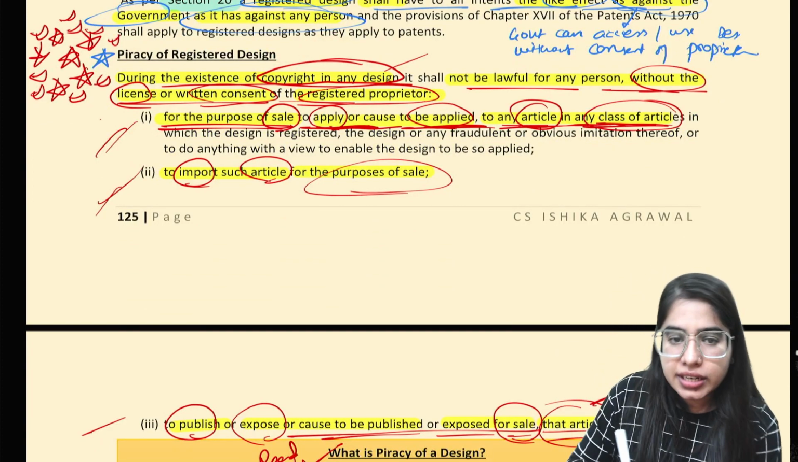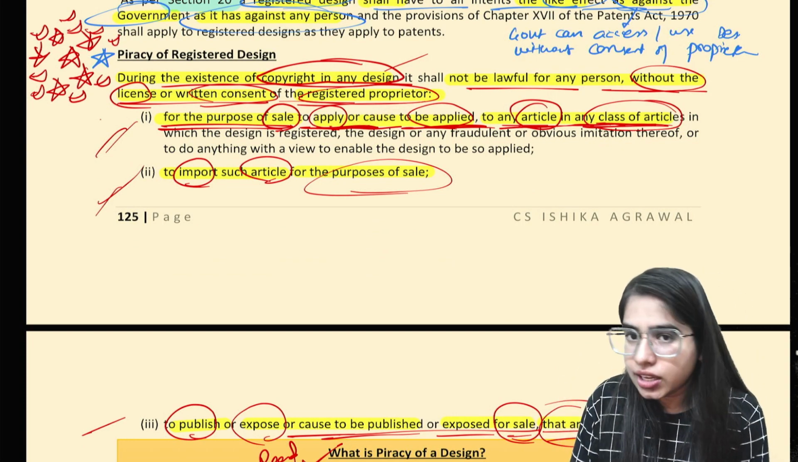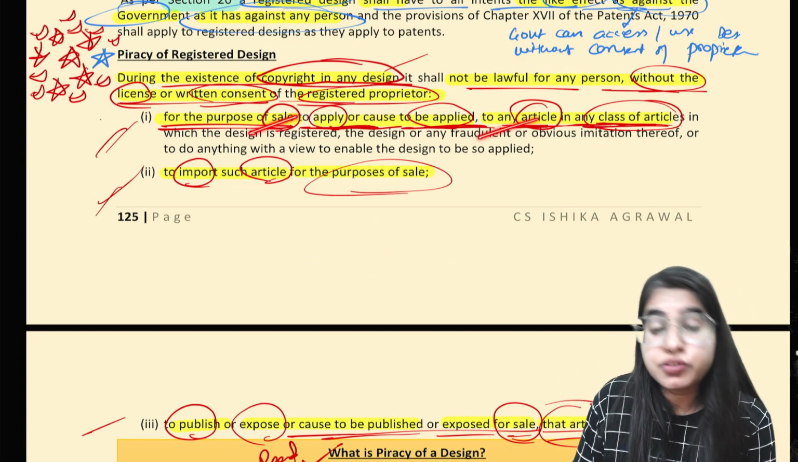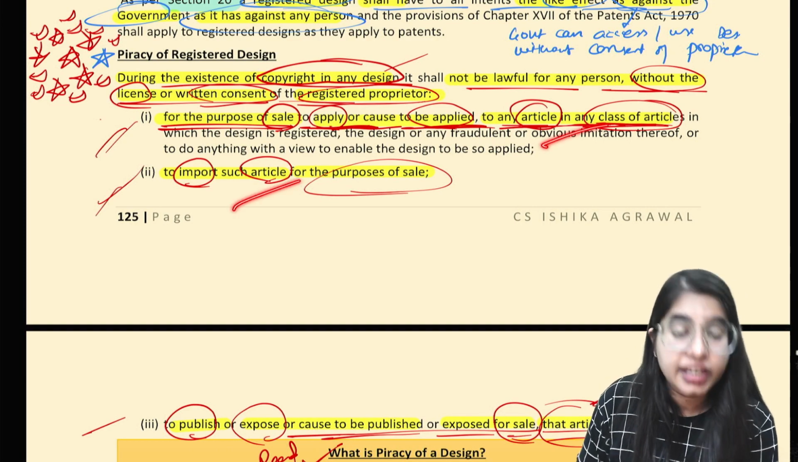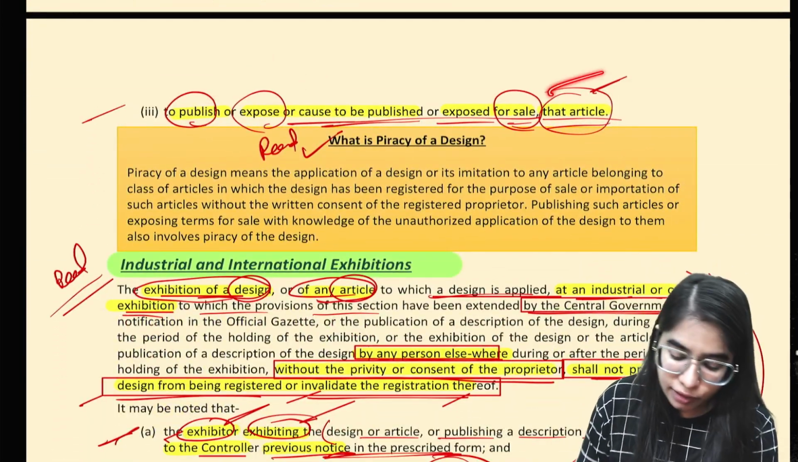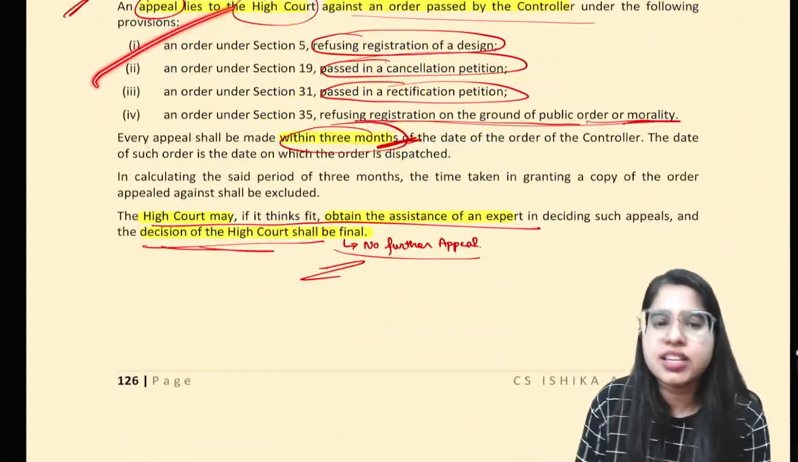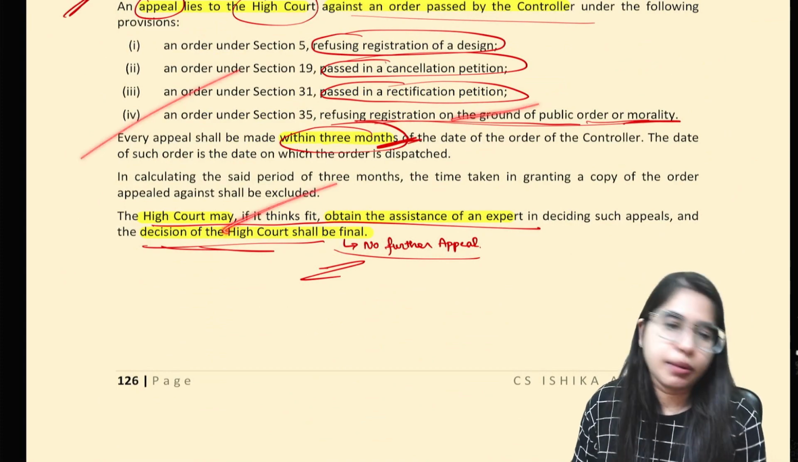Piracy means copying the design without the license or without the consent of the owner. That is, when you are applying that design to any article for the purpose of sale, importing that article for resale, or publishing that article for the purpose of sale. Lastly, the exhibition point was there, and lastly, appeal to the High Court. Appeal to the High Court can be made within 3 months.